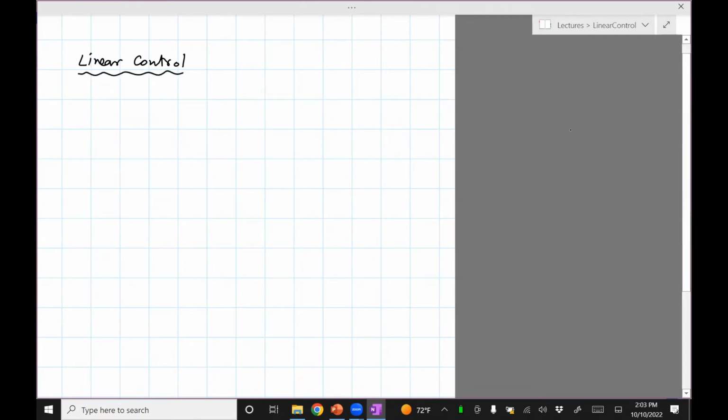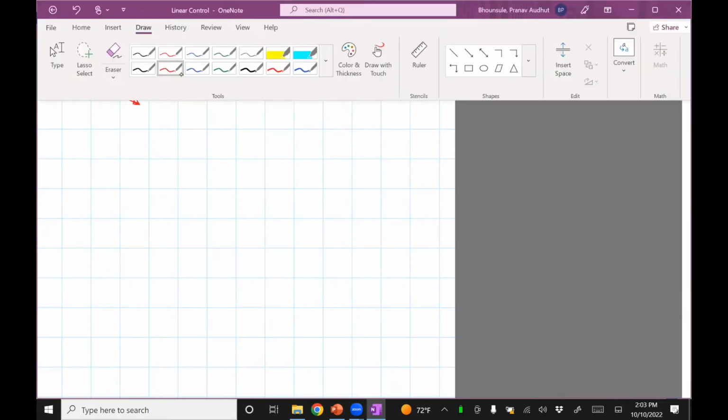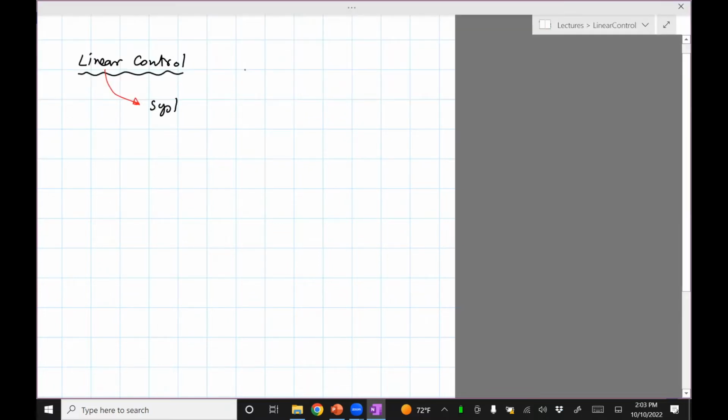Here, when we say linear control, the word linear typically comes from the fact that the system is linear. That is, it will only depend on the state, not the square of the state or cube or anything which drives it away from being linear. That is, it is linear in state, and also it's linear in control.